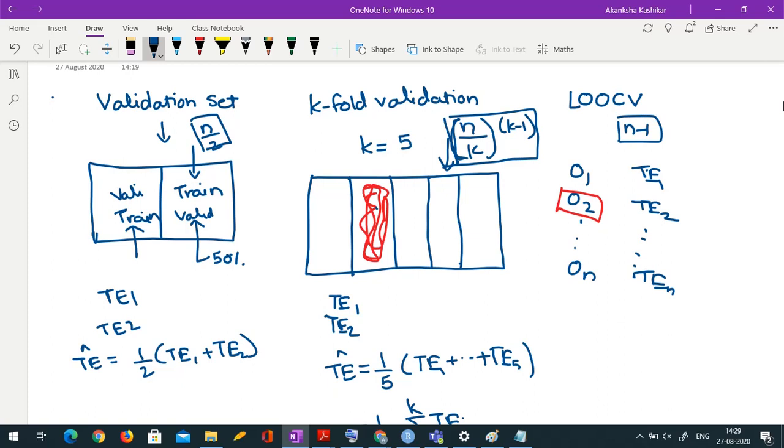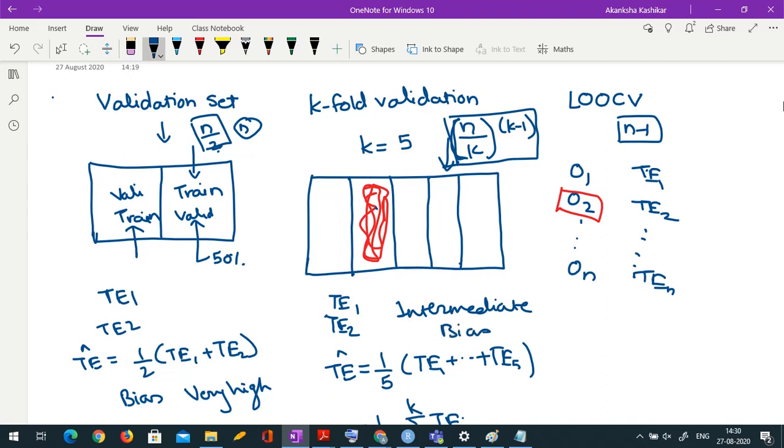You know from the asymptotic theory that model estimation goes on becoming better and better as your sample size goes on increasing. So here my sample size is much smaller compared to the actual sample size n. As a result, my estimates are pretty bad. So my bias in the estimation of test error is very high. Okay. In k-fold validation, I am in a somewhat intermediate scenario. So my bias is intermediate.